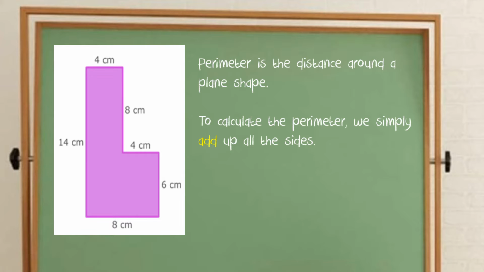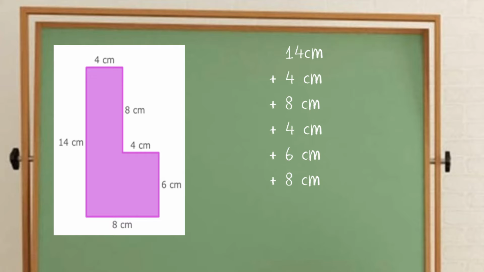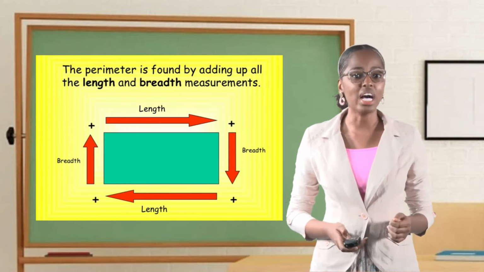In this case, we add 14 centimeter, 4 centimeter, 8 centimeter, 4 centimeter, 6 centimeter, and 8 centimeter again, and that would give us 44 centimeter. Therefore, the perimeter for that shape would be 44 centimeter. That's what you learned because I taught you that.